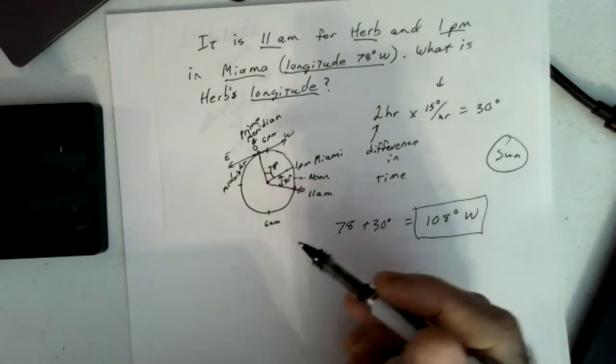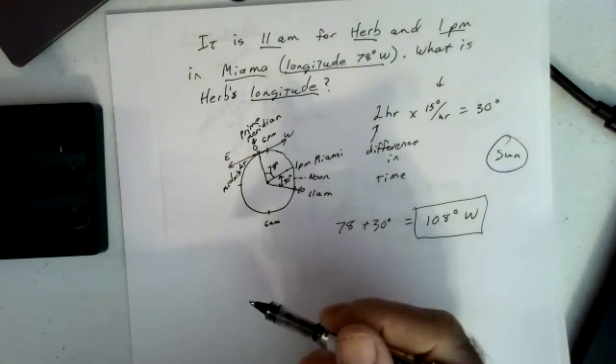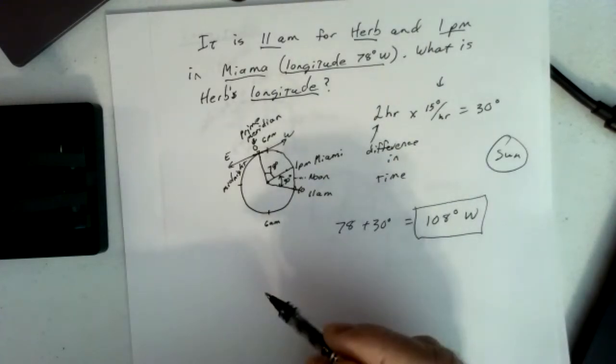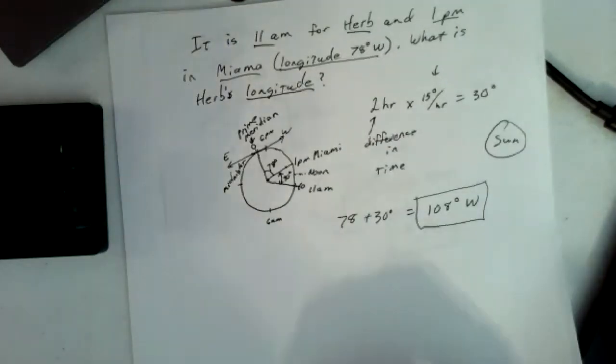But I will tell you, on the homework and on the test, they'll probably all be in the west. Oh, okay. Just because, you know, we're in the United States and we're in the west. All right. But I can do this the other way. Watch what happens if I do it this way. So I'm going to change this here.